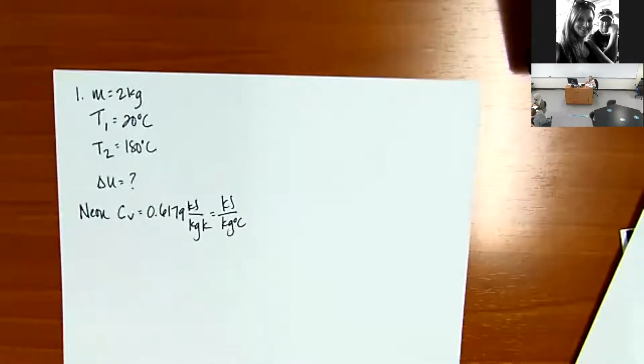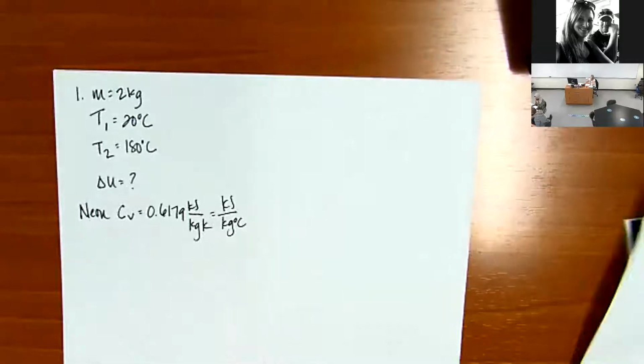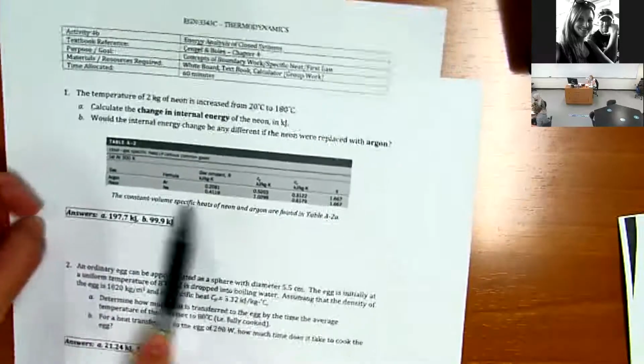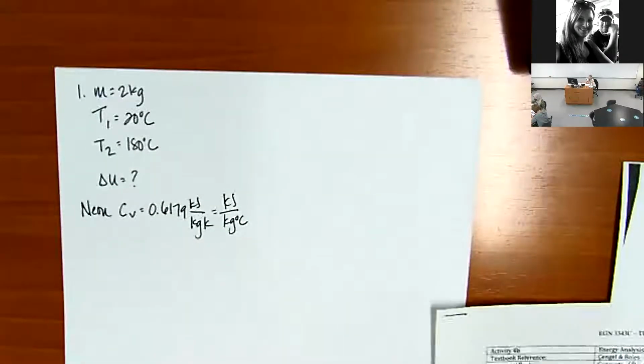Okay, so we know that our C sub V for neon is 0.6179 from this table. So we're going to look at neon, and we're going to look at our C sub V. Sorry, you can't see that very well. C sub V right there.